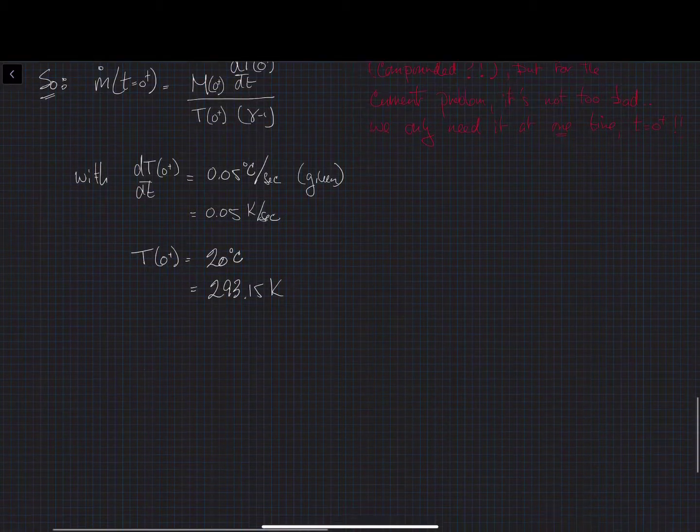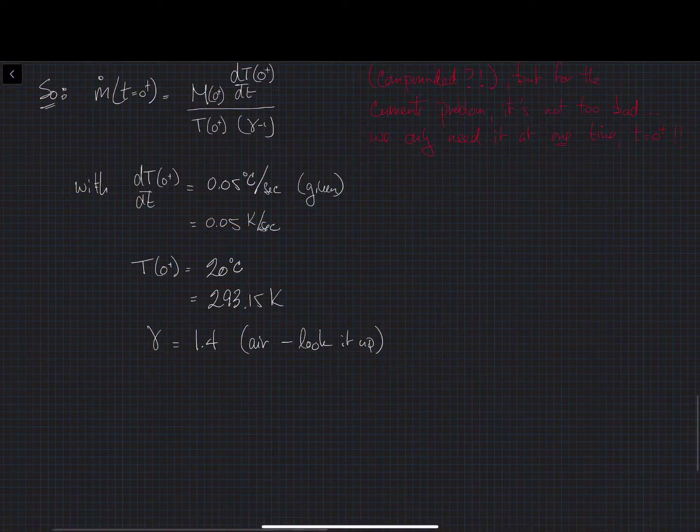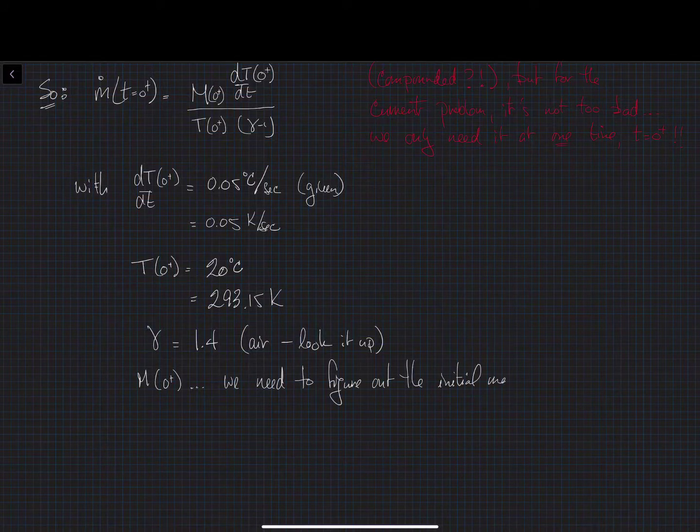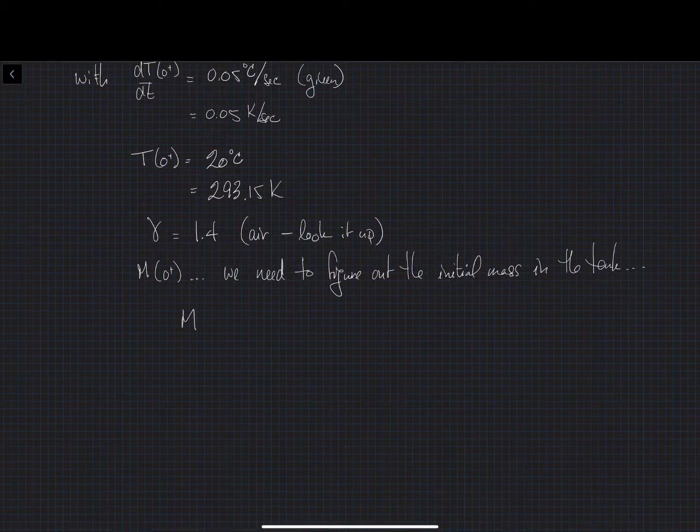For air, gamma is going to be 1.4. The rate of temperature change initially is 0.05 degrees Celsius per second. That's what was given to us. And the temperature inside the tank initially is 293 degrees Kelvin, or 20 degrees Celsius.